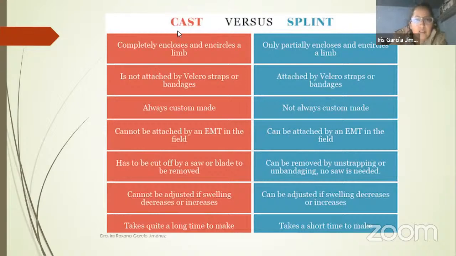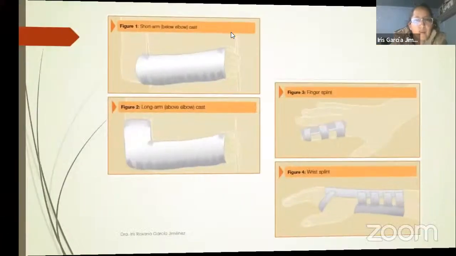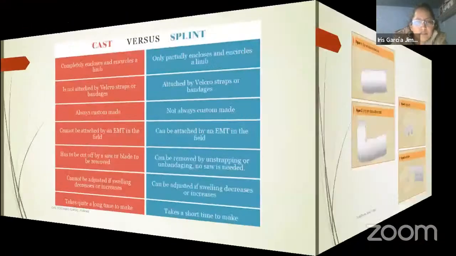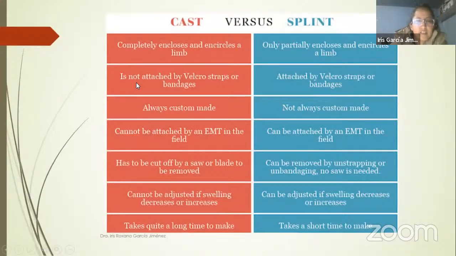The cast completely encloses and encircles a limb. The splint only partially encloses and encircles a limb. We have the picture here for catching the idea. We have the cast, we have the splint, okay? Moreover, the cast is not attached by Velcro straps or bandages. The splint is attached by Velcro straps or bandages.